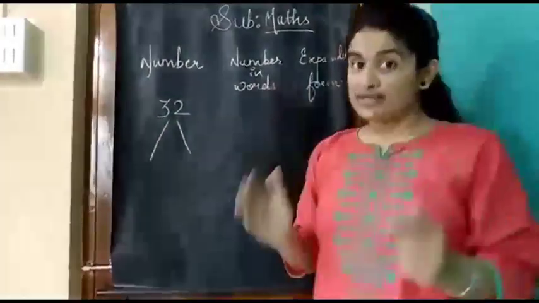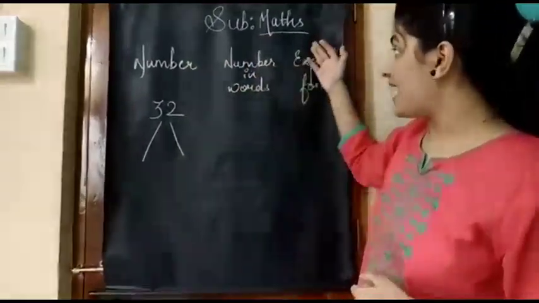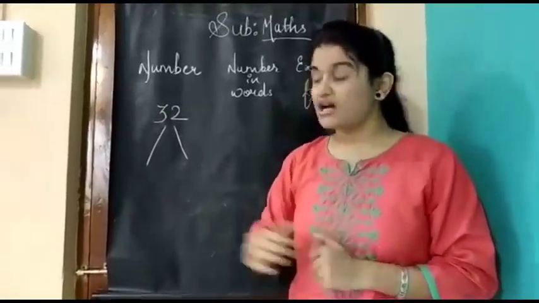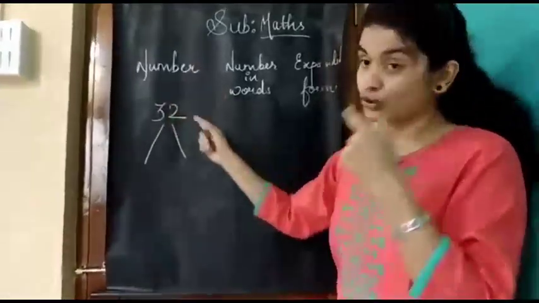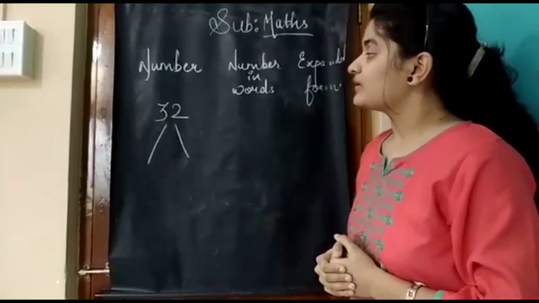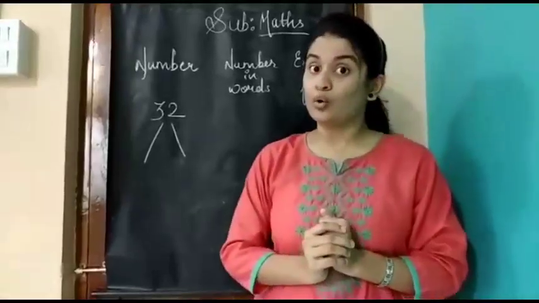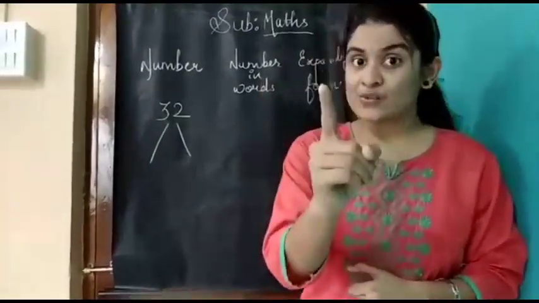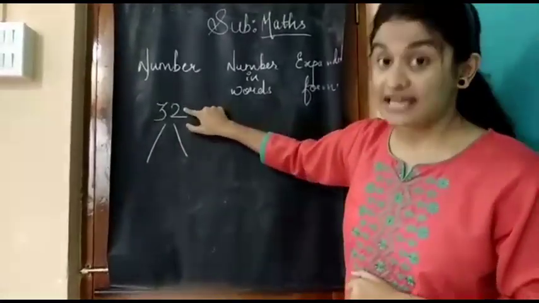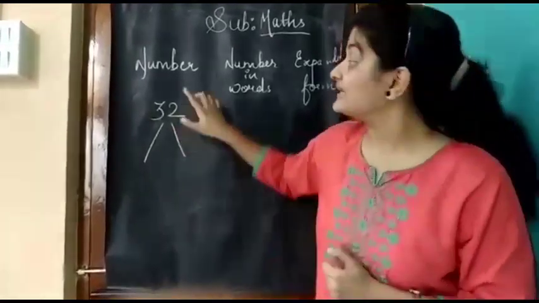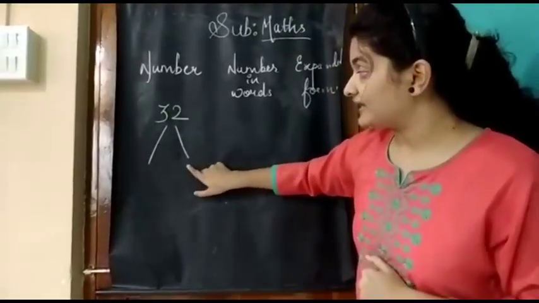So students, as you can see on the blackboard, here I have written number in words and expanded form of a number, right? On the numbers place, I have written one number, that is 32, right? So students, now you have to write its place value, okay? So now tell me, what is the place value of this digit? Yes, the place value of this digit is 2, because this digit is under units place. So therefore, we will write here 2.